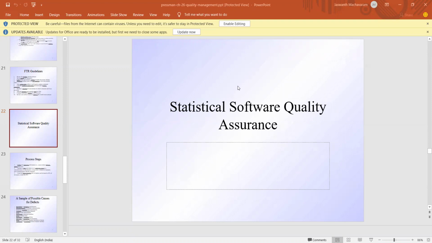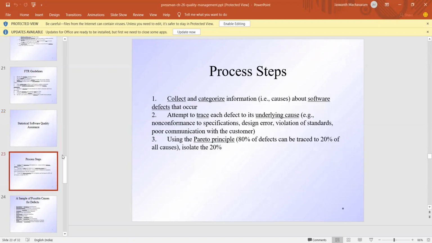Today I am going to present my essay assignment on statistical software. My topic is statistical software quality assurance. Let's see what the process steps are.